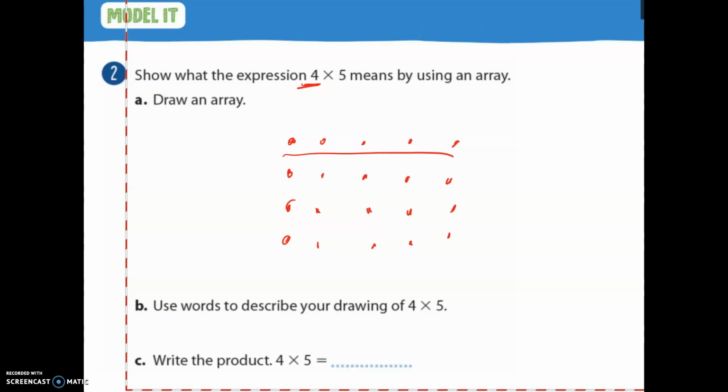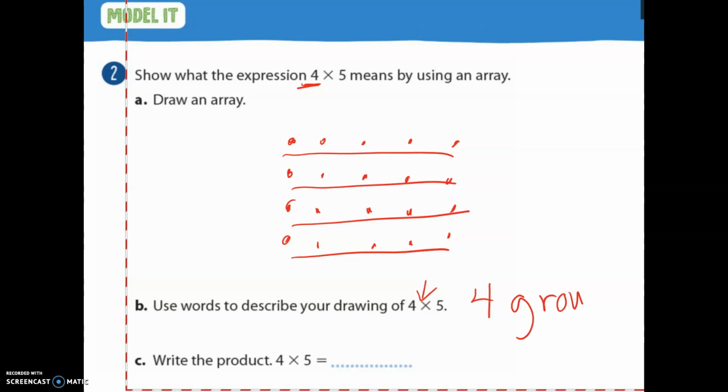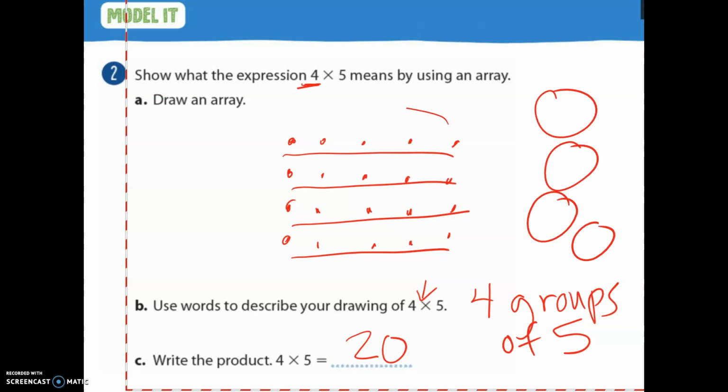We still have 1, 2, 3, 4 groups of 5 because this sign always means groups of. So we have 4 groups of 5. It looks a little different than our equal groups picture, but it means the same thing. Then we're going to count 5, 10, 15, 20 going downwards, and we still get 20. So it doesn't matter if you have circles with how many are in each group, or if you use an array with columns and rows, you should get the same answer.